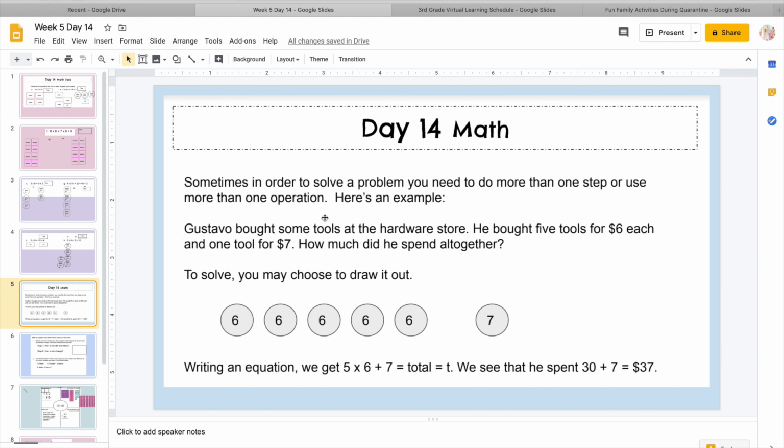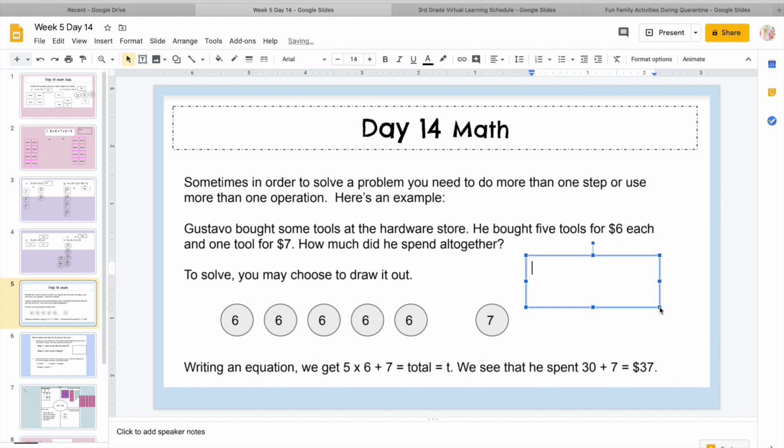It says Gustavo bought some tools at the hardware store. He bought 5 tools for $6 each and 1 tool for $7. How much did he spend altogether? You can draw it out, but what they're saying is you have to figure out how much he spent. I know he bought 5 tools for $6 each, so I can do 5 times 6. And I know he would spend 5, 10, 15, 20, 25, 30.